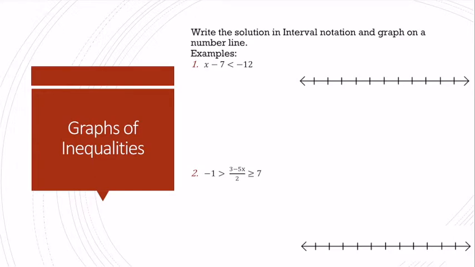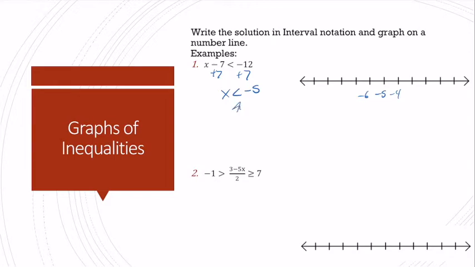I have x minus 7 is less than negative 12. So I'm going to add 7 to both sides. I have x is less than negative 5. Oh, look, a beautiful number line. I'll put negative 5 in the middle. I'm going to go ahead and graph my solution.